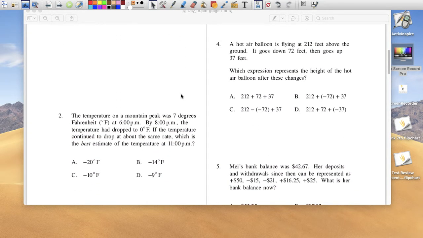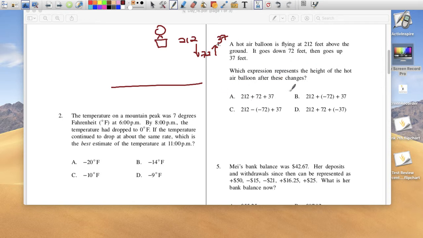Number 4, a hot air balloon is flying at 212 feet. So let's make this the ground level. Here's your balloon. It's 212 feet above the ground. It goes down 72, and then it goes up 37 feet. Which expression represents the height of the hot air balloon after these changes?